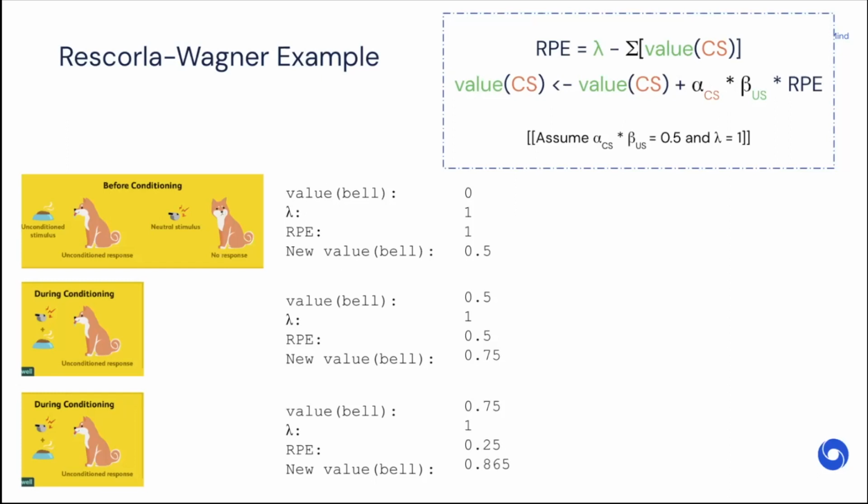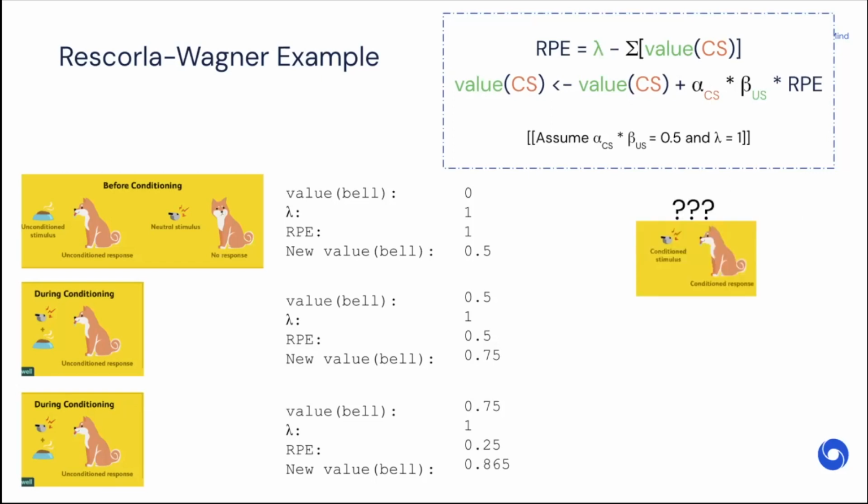So where will this go? If you repeat this like 1,000 more times, you see how this value gets bigger and bigger and bigger. Where will it asymptote towards? 1, exactly. It will asymptote towards the value of lambda.